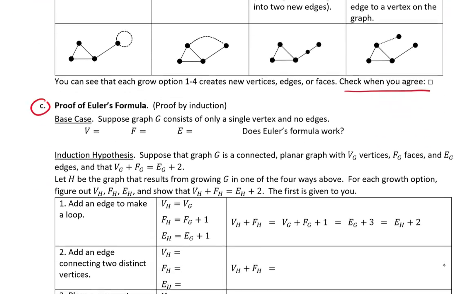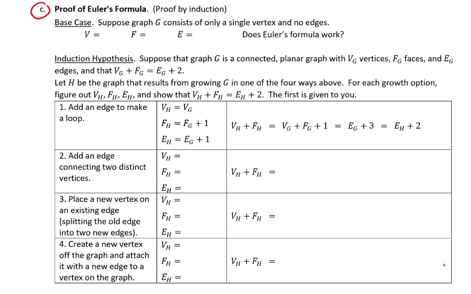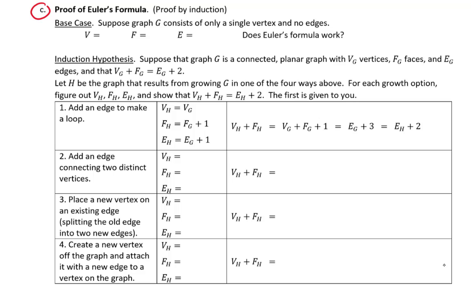Now let's move on to the proof of Euler's formula. This is a proof by induction. So the base case says, let's suppose that graph G consists of only a single vertex and no edges. So G is simply a single point, just like that. How many vertices, how many faces, how many edges does this thing have, and does Euler's formula work? Okay, you answer those.